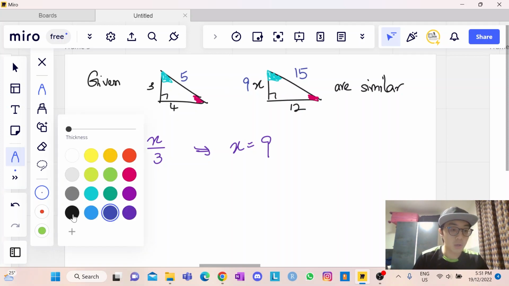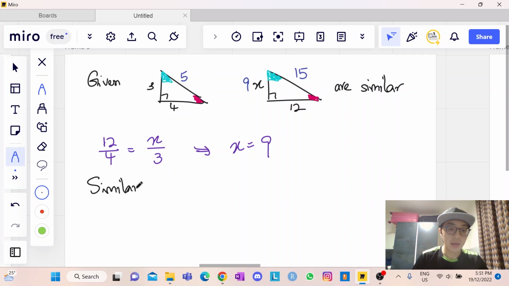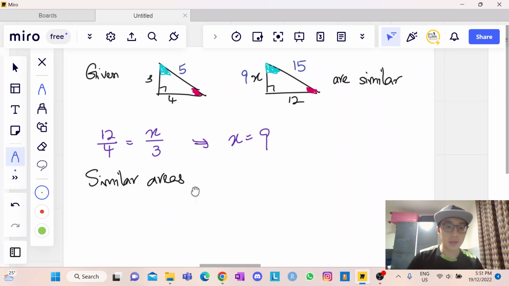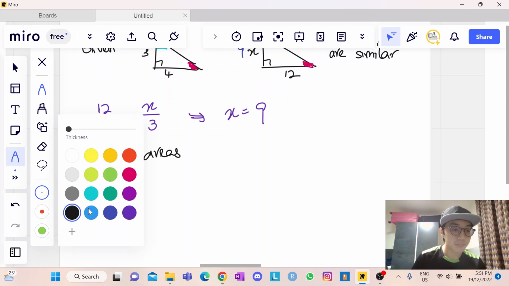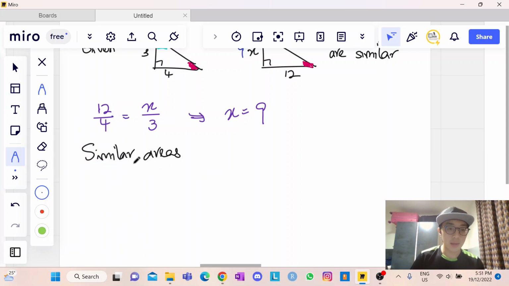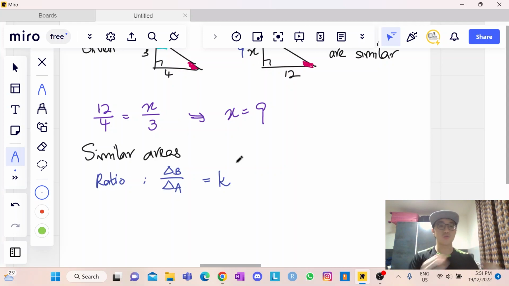So now we are going on to similar areas, because similar triangles will have similar areas, but in a different way. So what is different here? We know that the ratio is triangle B over triangle A, and let's denote it as K. So K is the ratio between these two triangles. If you are just looking for a side, you are just going to use the ratio K.